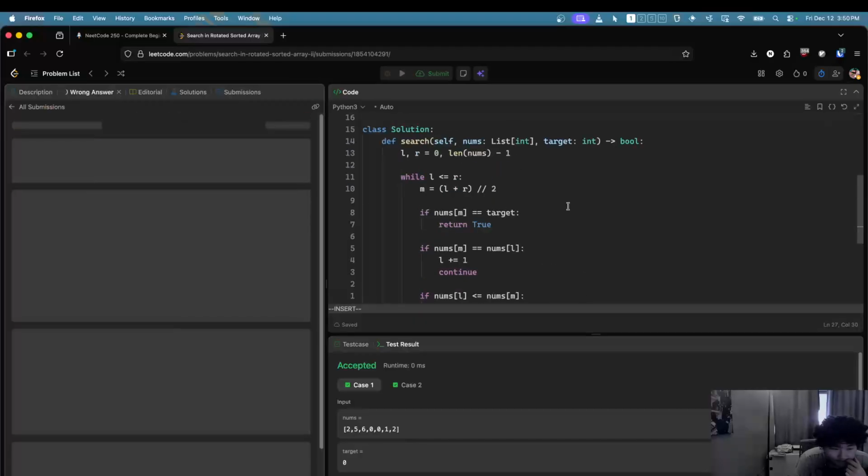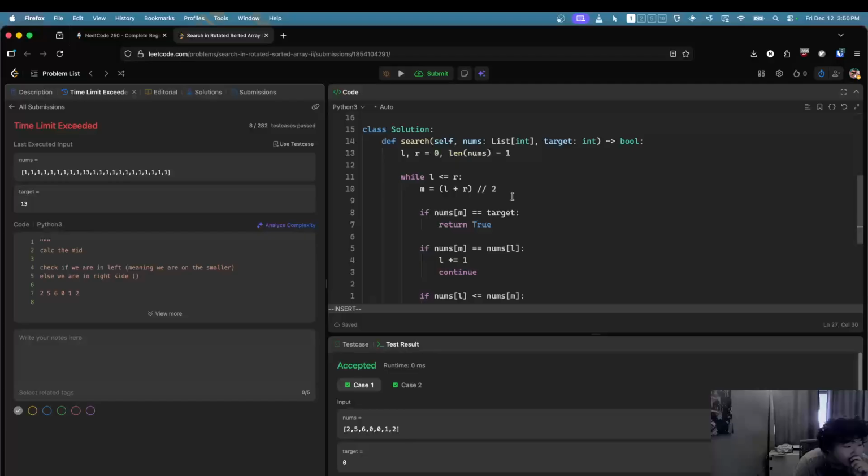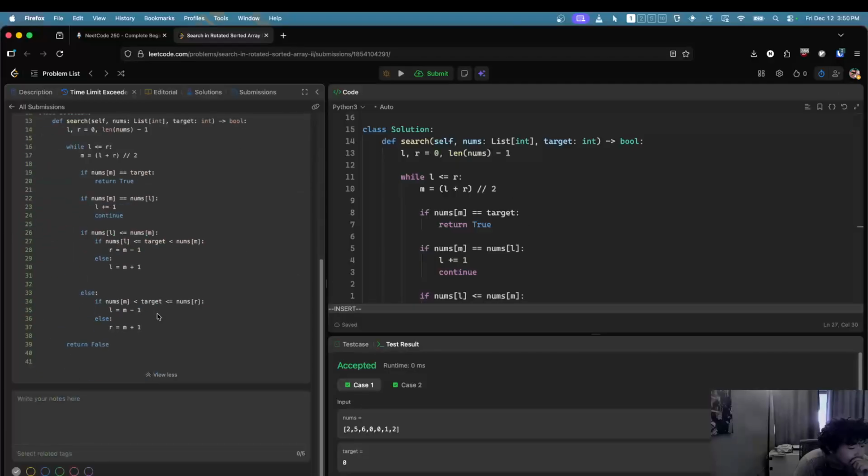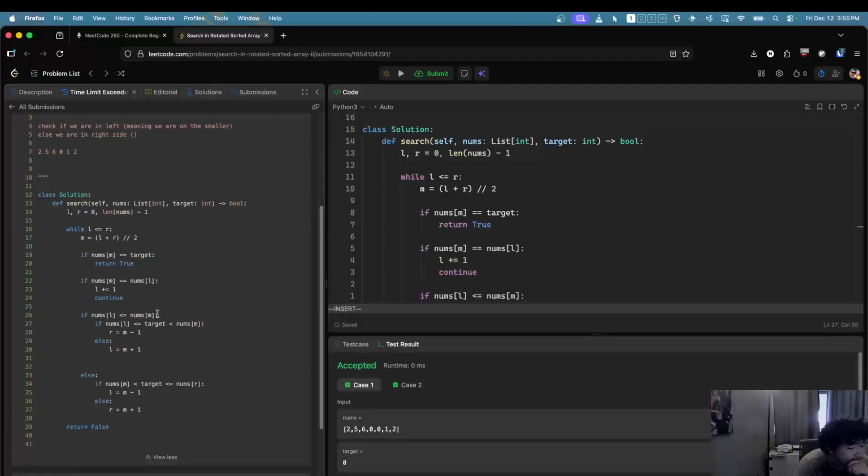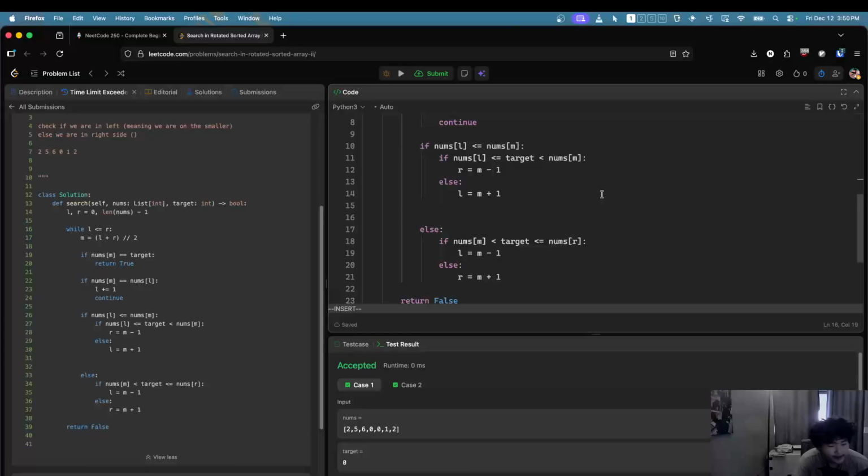Really? TLE, bro. What? I thought this was binary search. That doesn't make sense. Bro, what? I think there's an infinite while loop. Oh, wait. So the target could be equal to the ends. The target, yep, that's fine.